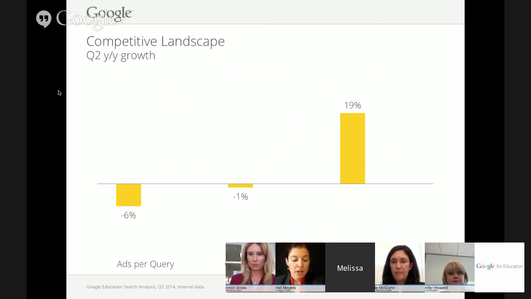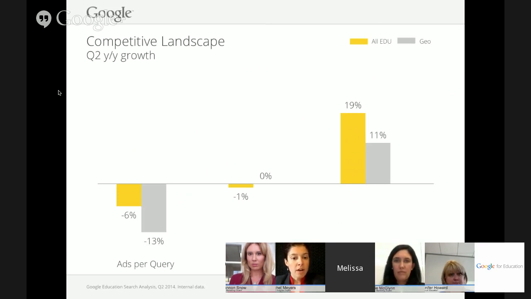You may remember we saw consistent increases in CPC price in 2013. Advertisers are probably happy to hear that CPC prices have stabilized in the first half of 2014. Now, these numbers represent both the brand and non-brand terms within EDU. So let's take a look at some categories where we saw greater efficiency within the auction.